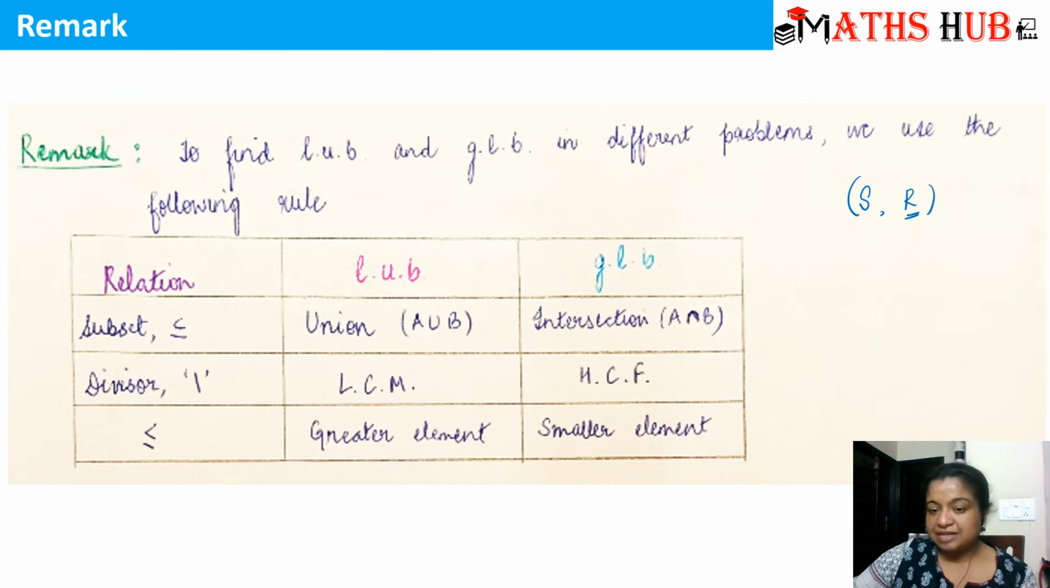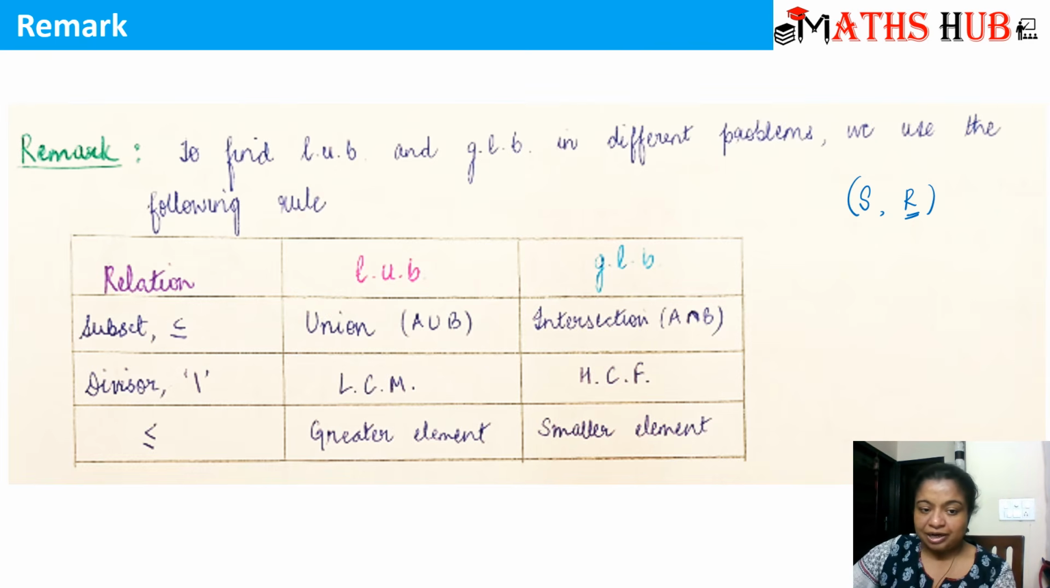Now the second one says that if the relation is a divisor relation, for example, when I did the second video on Hasse diagrams, we did many examples on divisor, right? So if it is a divisor, then what is the meaning of LUB? The least upper bound means to calculate the LCM between the two elements. And similarly, GLB means to calculate the HCF between the two elements. And if this relation is a less than or equal to symbol, then the greater element is the LUB and the smaller element is the GLB, right?